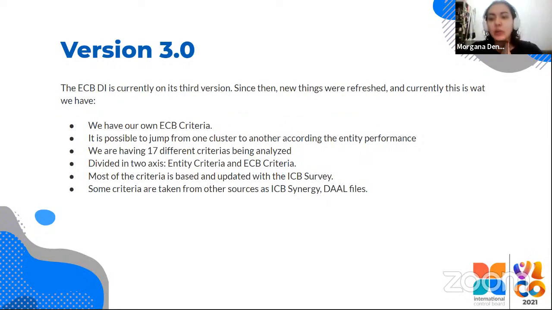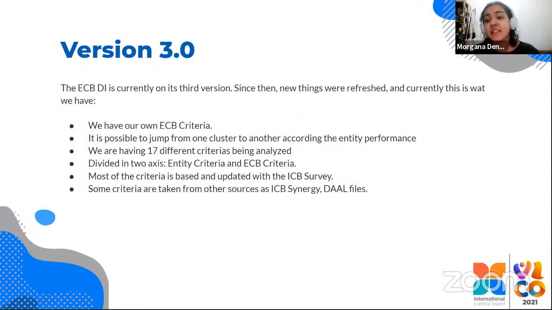And currently, what do we have right now? We have our own ECB criteria, to define where an ECB is performing or not. We have a system that allows entities to jump or withdraw from one cluster to another according to their performance. We have 17 criteria being analyzed, so you have a variety of parameters to identify which issues are happening in each entity.